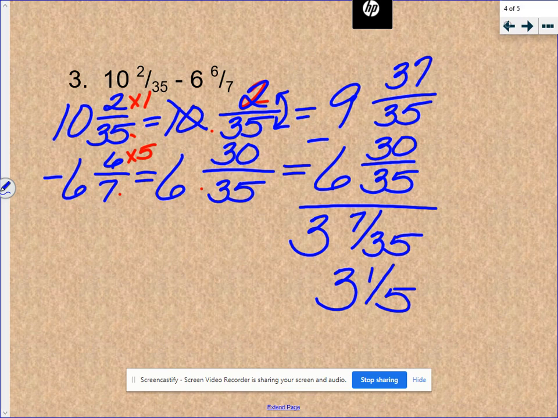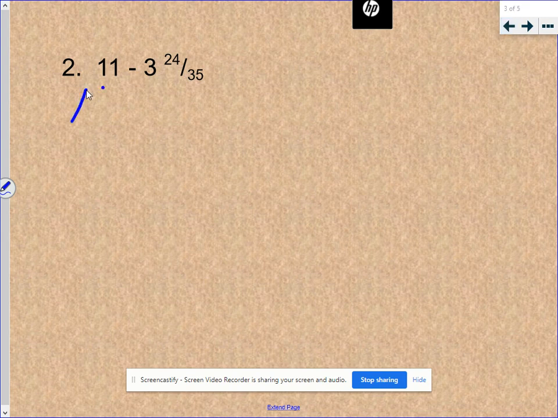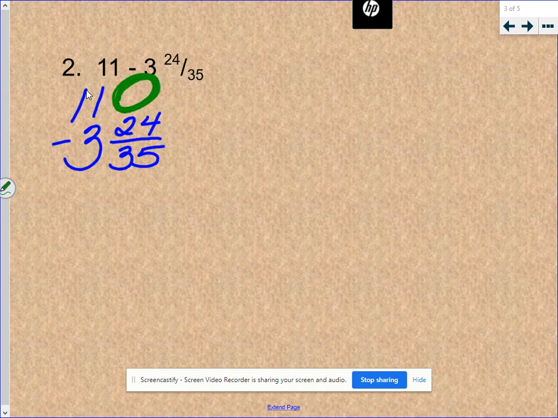Last example. We have 11 minus 3 and 24/35. I hope you're asking yourself this question. How many 35ths are in this blank space? I hope you say none. And then you ask yourself, how do you represent none in math? You represent it as 0/35. None are there. 0.